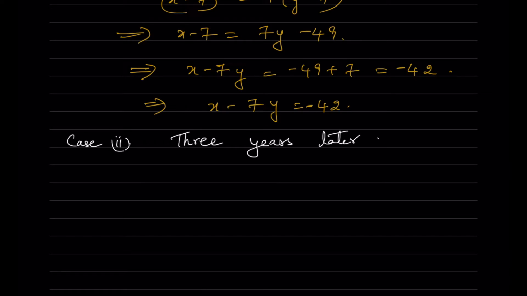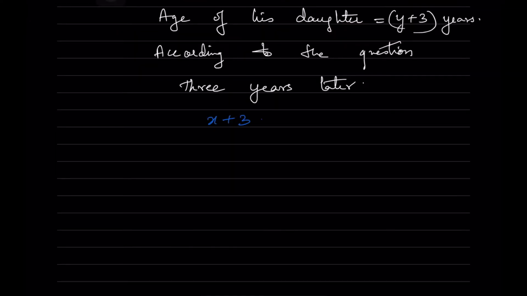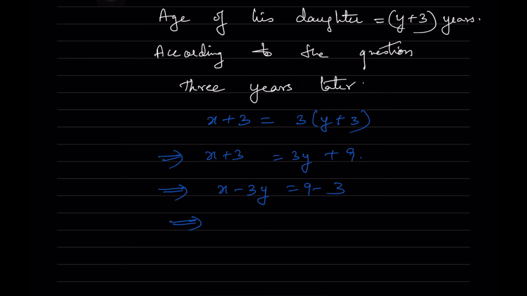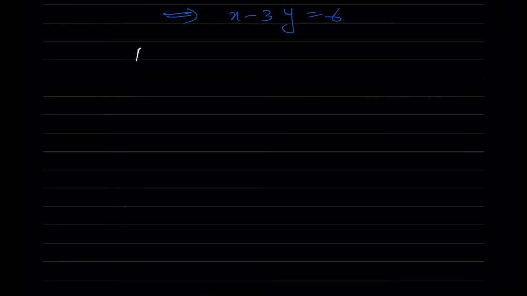In case 2, we have 3 years later, age of Aftab is equal to x plus 3 years. Age of his daughter is equal to y plus 3 years. So according to the given problem we have x plus 3 is equal to 3 into (y plus 3). That is, 3 years later Aftab will be 3 times the age of his daughter. We have one more equation as x minus 3y is equal to 6. So now we have to solve these two graphically and find the solution.